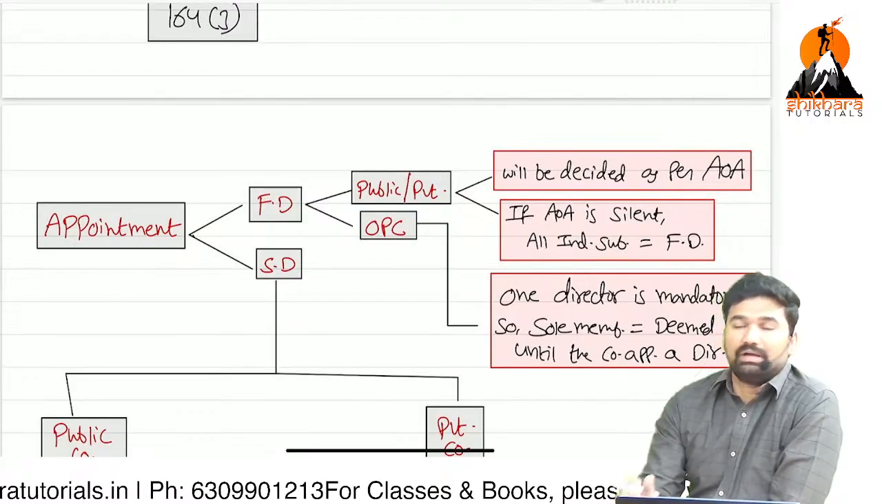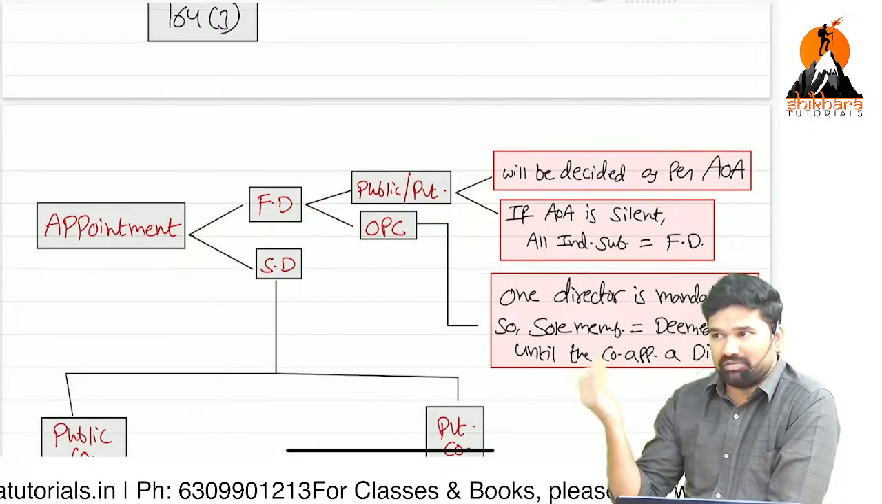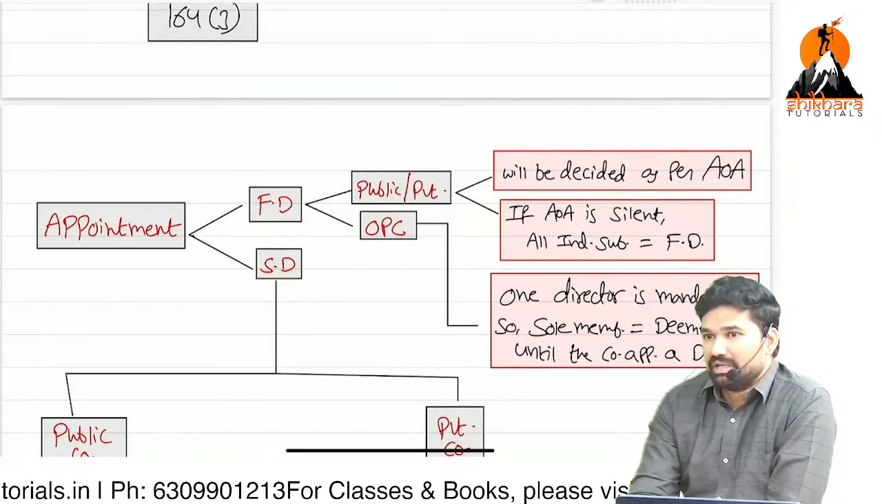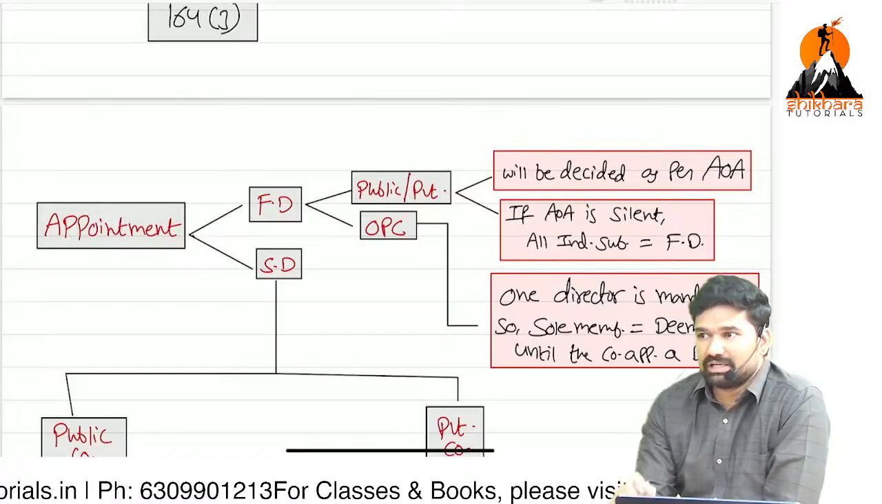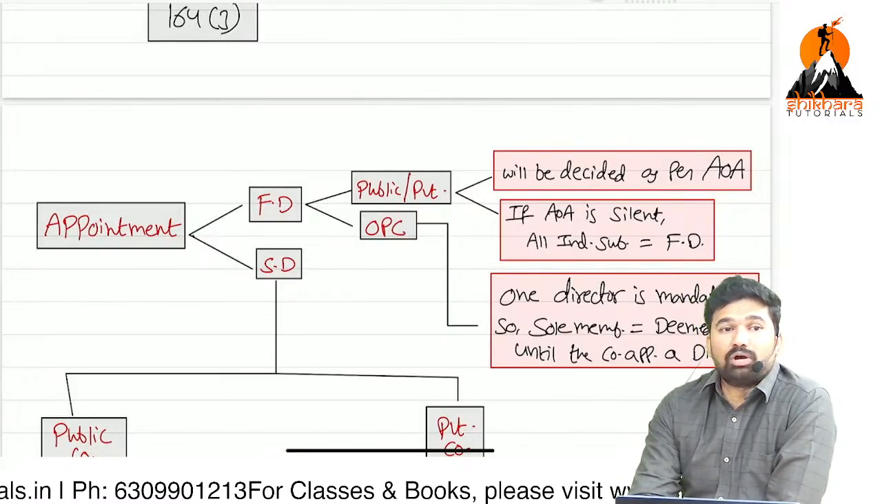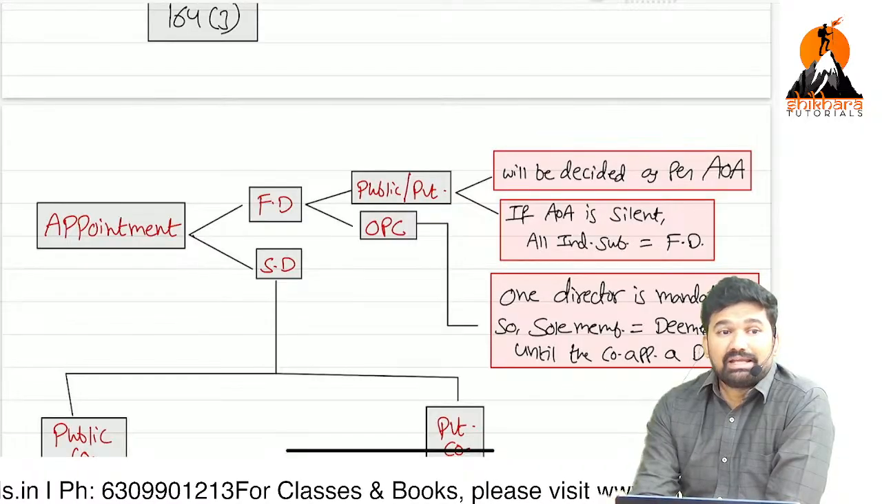In case of rotational directors, we will consider 2/3. In case of retirement, we will consider 1/3. In case of calculation of the 1/3 provision, if a fraction appears, then we will round off to the nearest number.